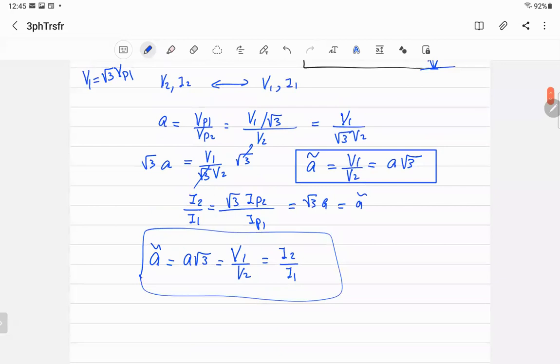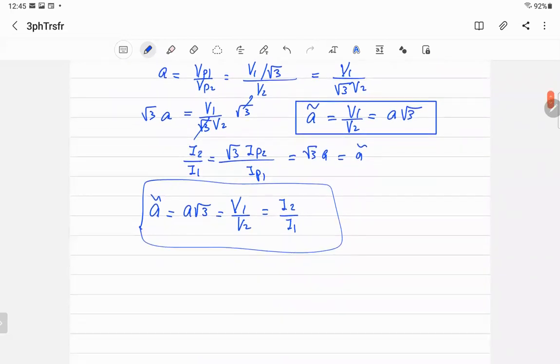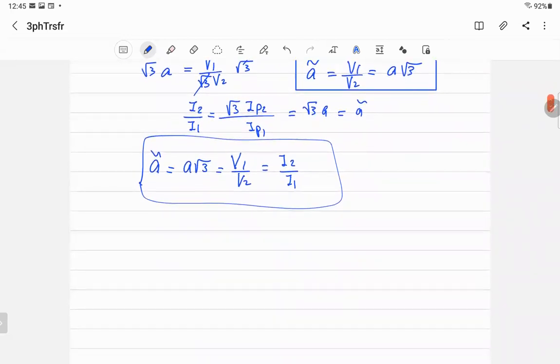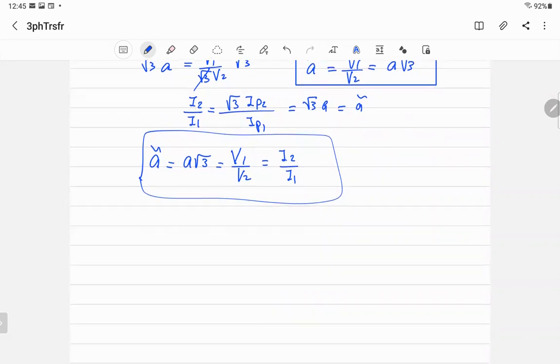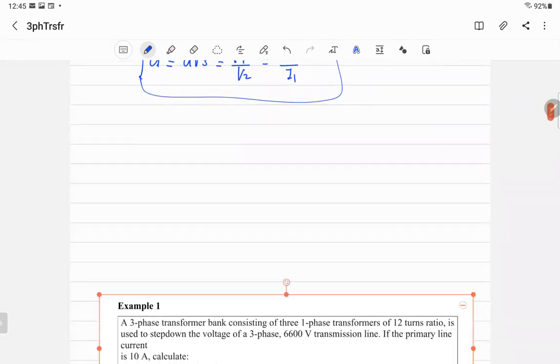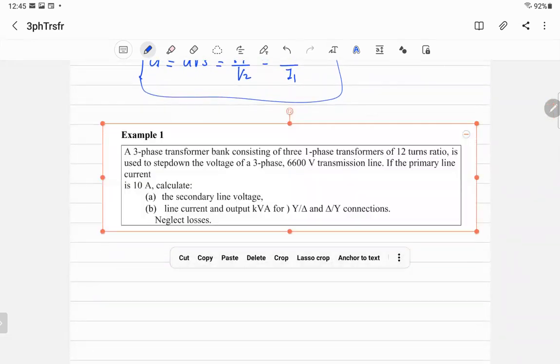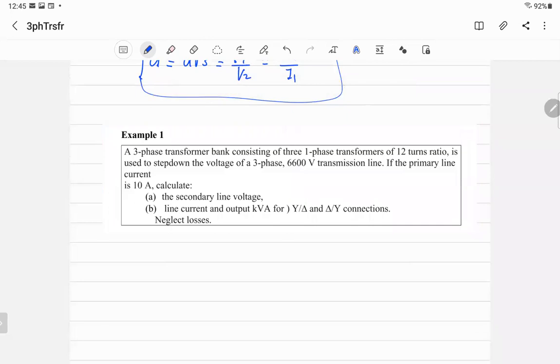All right. Well, let's now solve one problem for how to get the current, the voltage, everything in a three-phase transformer or three single-phase transformers. But before we do that, let's just have a simple example here just to understand the connection. I will do only part A.